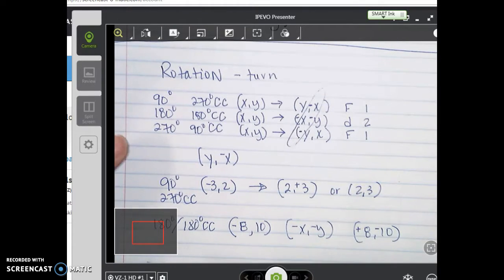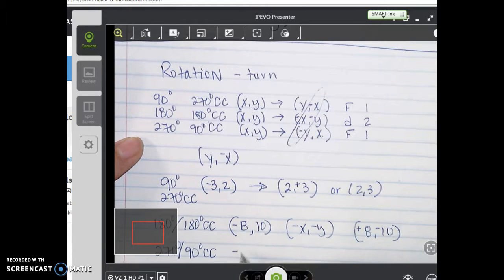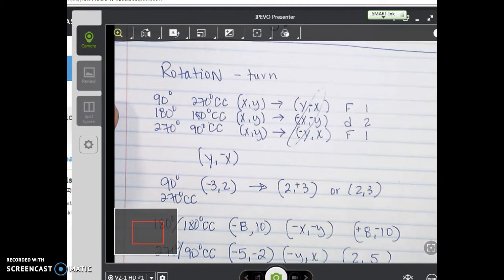And the third one, I'll do one more. You've got 270 or 90 degrees counterclockwise. If I have negative 5, negative 2. If you read the rule up there, it says negative y comma positive x. So you have to flip them, so 5, 2 becomes 2, 5. This says y should change. Now this is my y value, and this one's my x, so it's negative, so it should become positive. And my x value, which is right here, should not change, and it's negative. And that's how you use that table to figure out rotation.